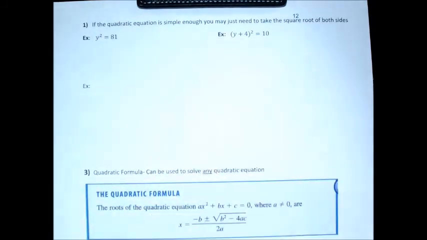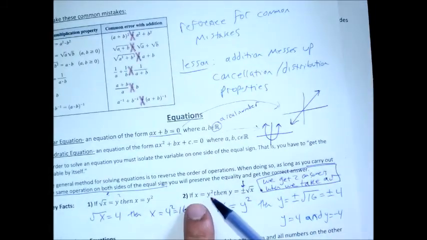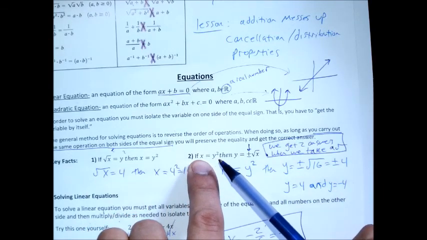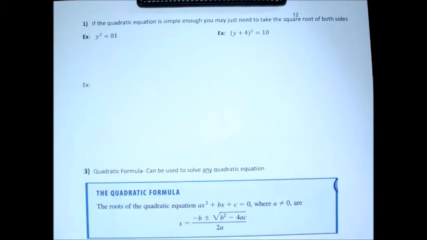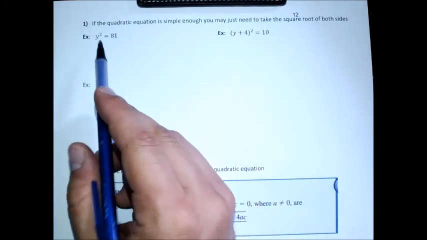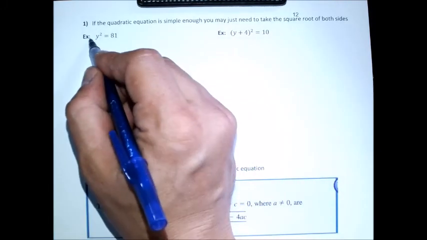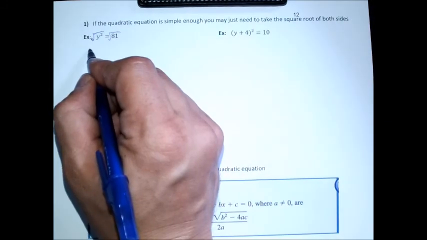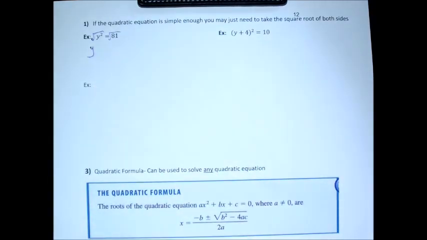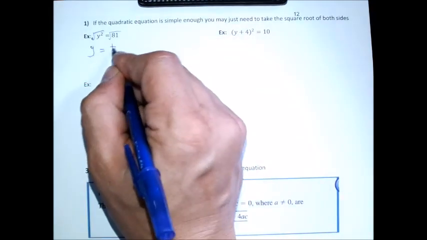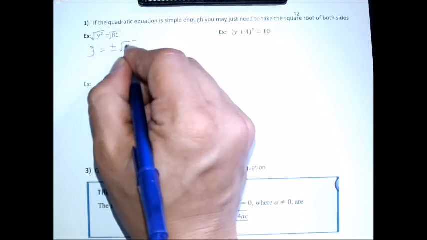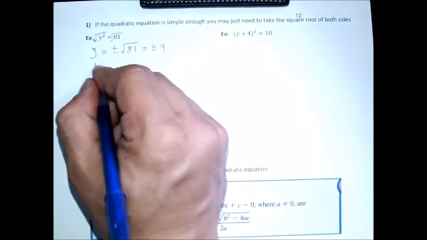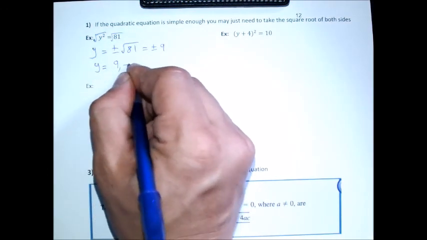We want to use that property from the previous page, right? This is literally this property, almost verbatim, but there's an 81 there. And so when we take a square root, we're going to get 2 answers. We want to get rid of the squared, so we write square root. It cancels out the square on the left, but we end up with a plus or minus on the right. So we get plus or minus square root of 81, which is plus or minus 9. So the answer is y equals 9, or y equals minus 9.